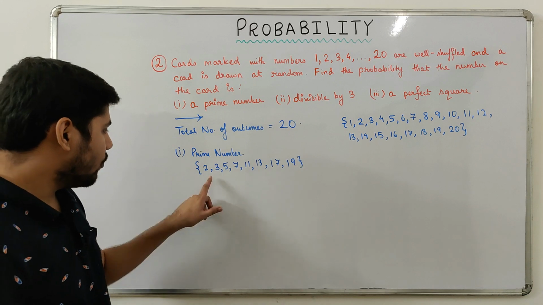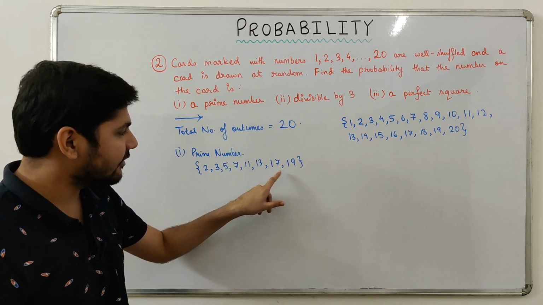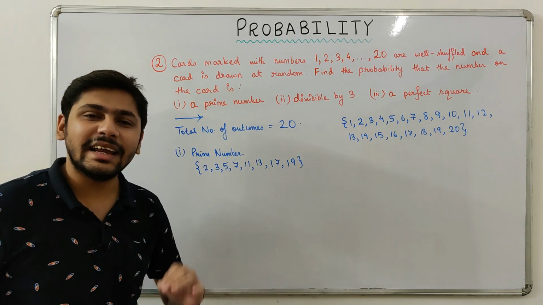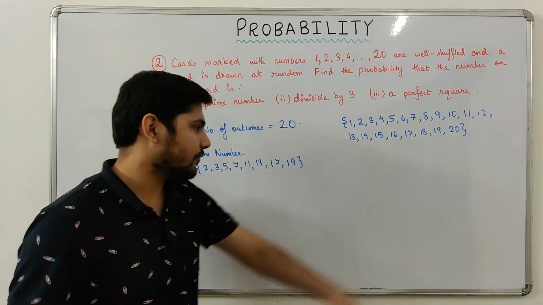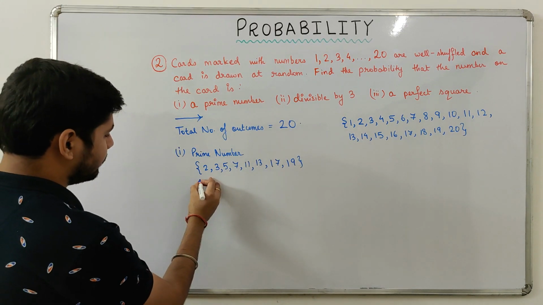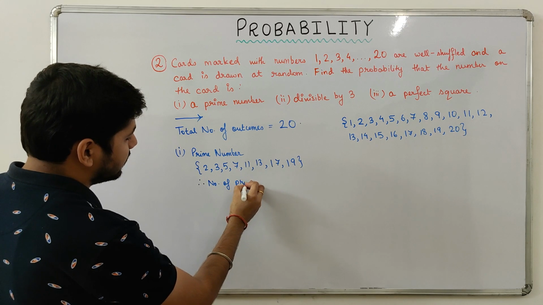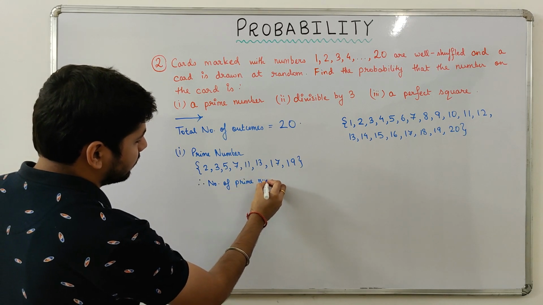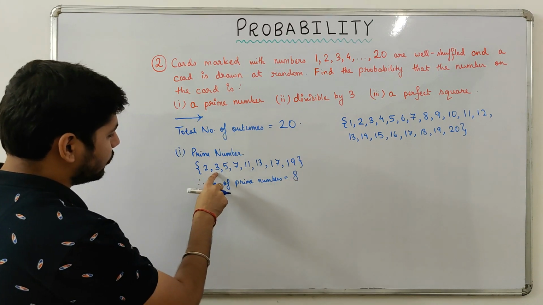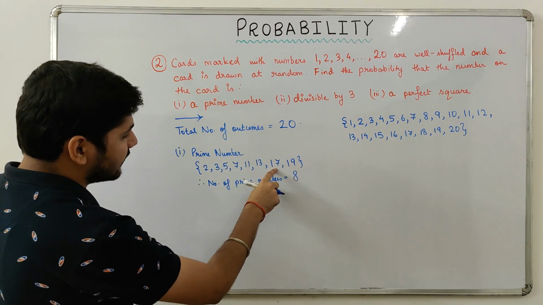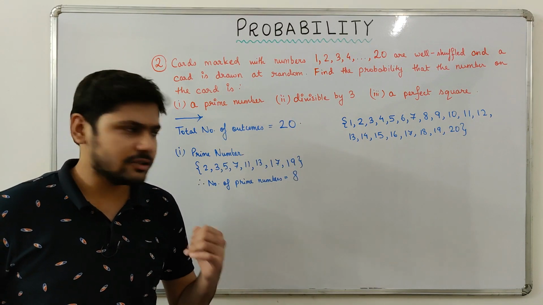So we get 1, 2, 3, 4, 5, 6, 7, 8. So there are 8 prime numbers from 1 to 20. Therefore, number of prime numbers is equal to 8. Now we can easily calculate the probability. Let's do that.